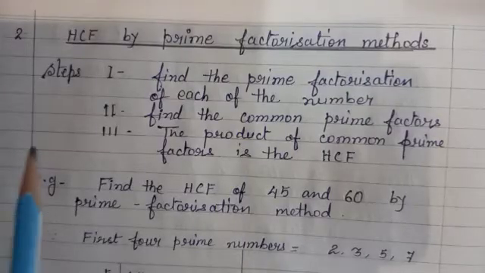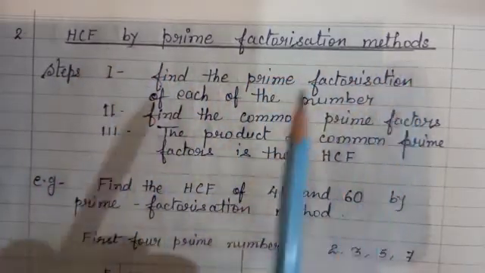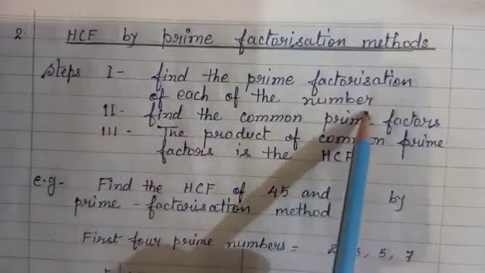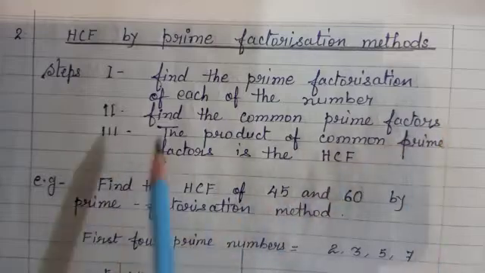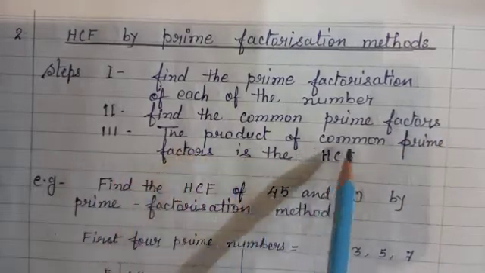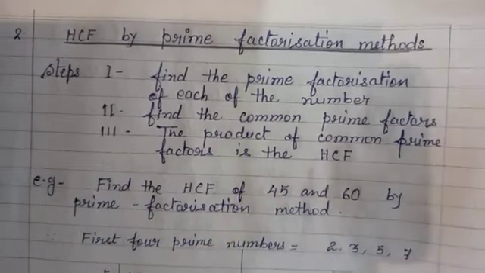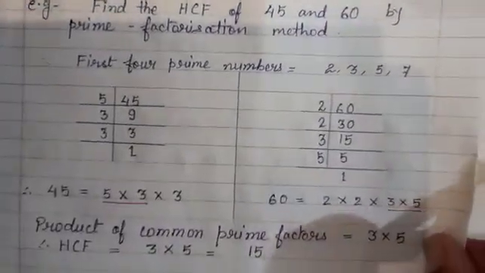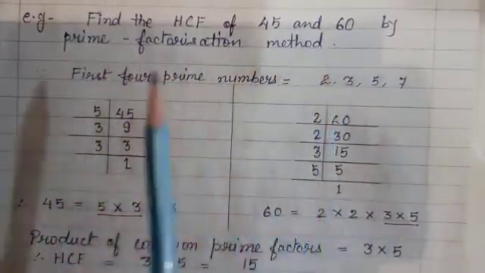Now see the second method, HCF by prime factorization method. Here the steps are: find the prime factorization of each of the numbers. Second step, find the common prime factors. And third step, the product of common prime factors is the HCF. Now look at the example. Find the HCF of 45 and 60 by prime factorization method.